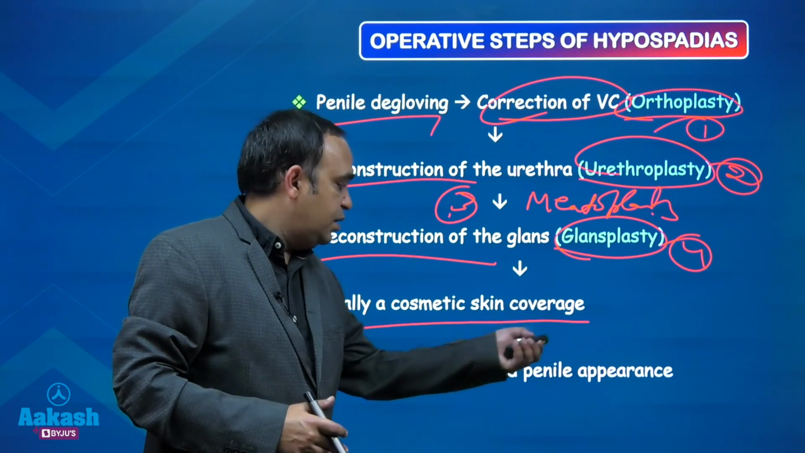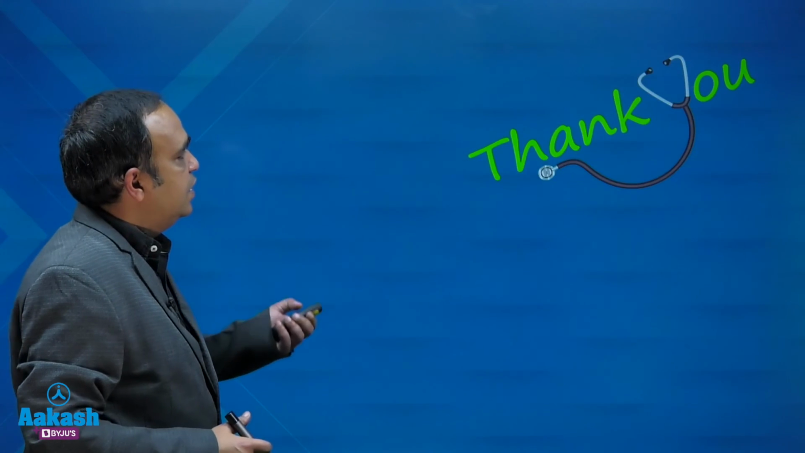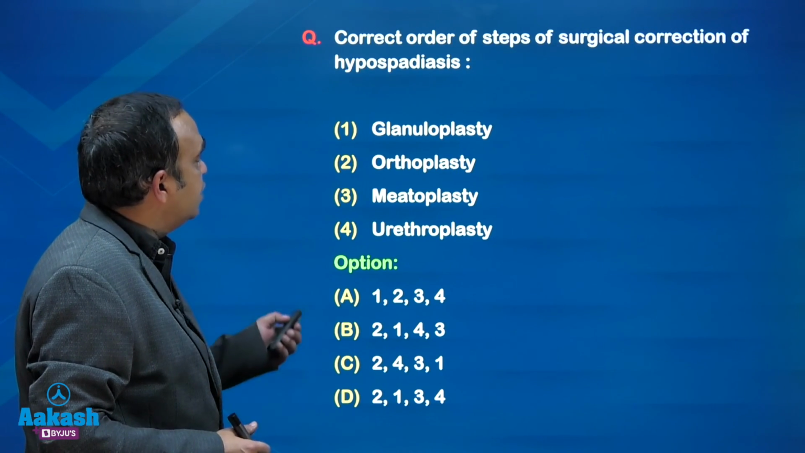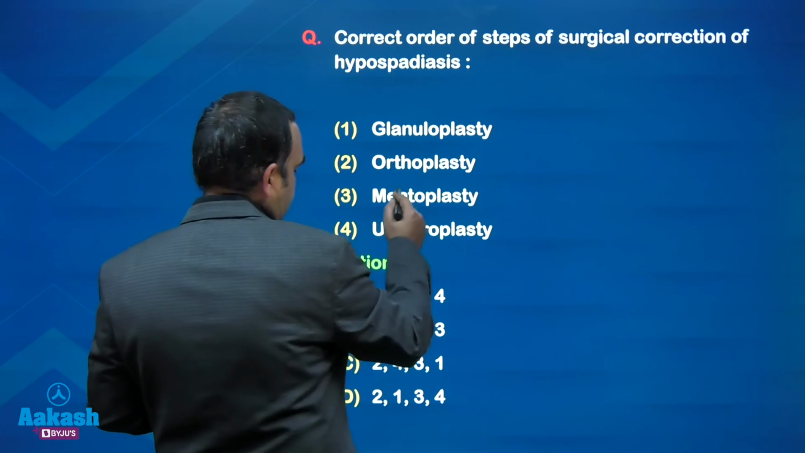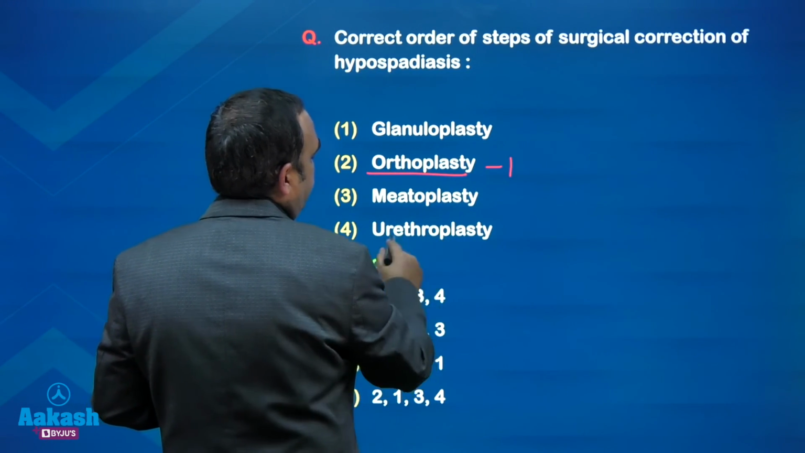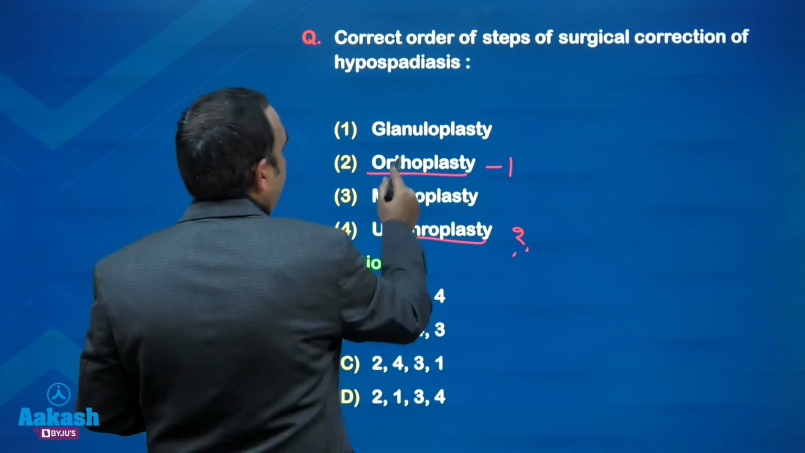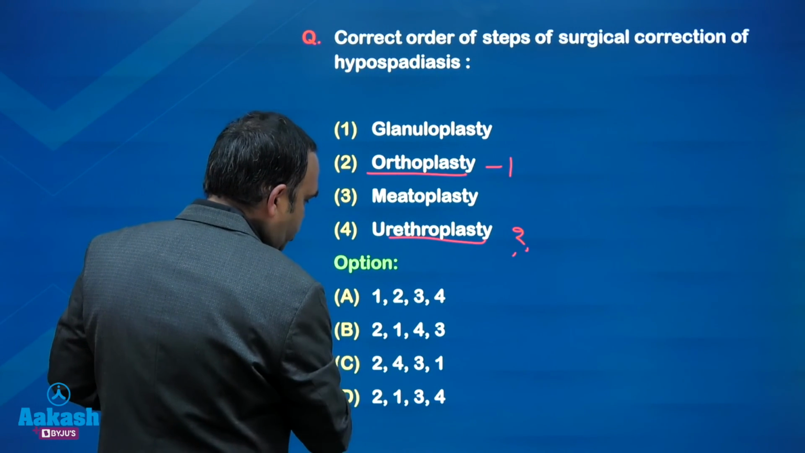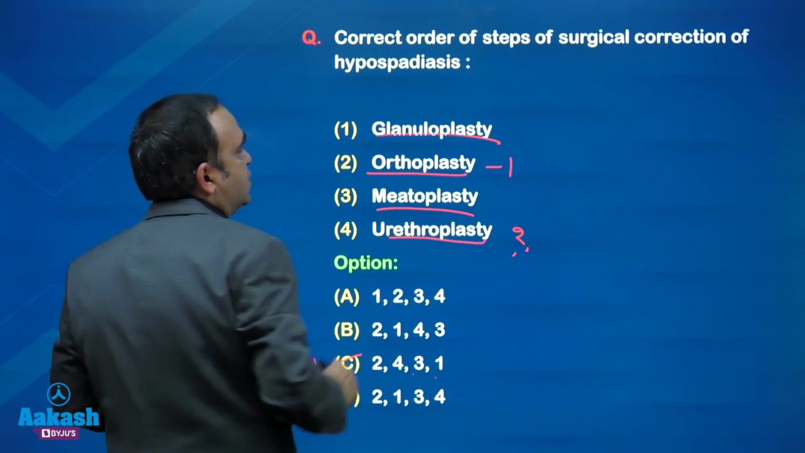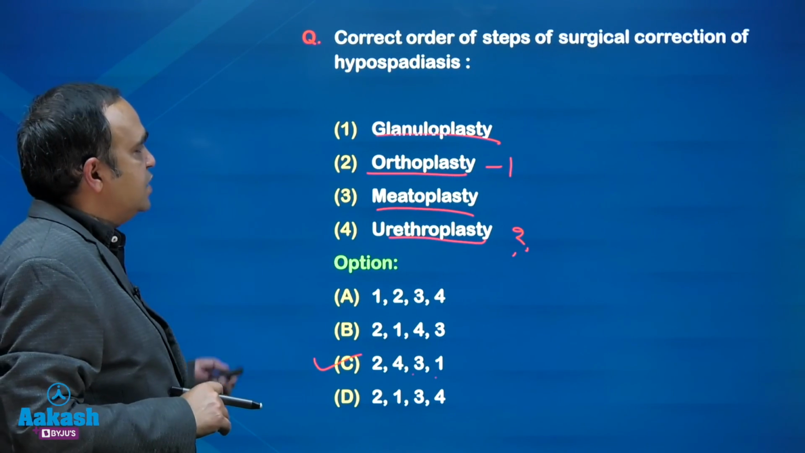Right. So the correct order is the orthoplasty is step 1, and then the urethroplasty. So after 2 it is 4, so that's the correct one. Then the meatoplasty, and then last is the glanuloplasty or glansplasty.